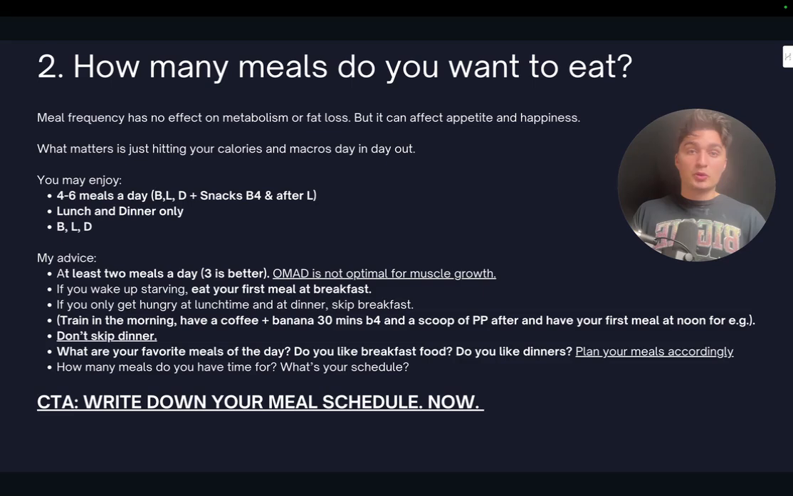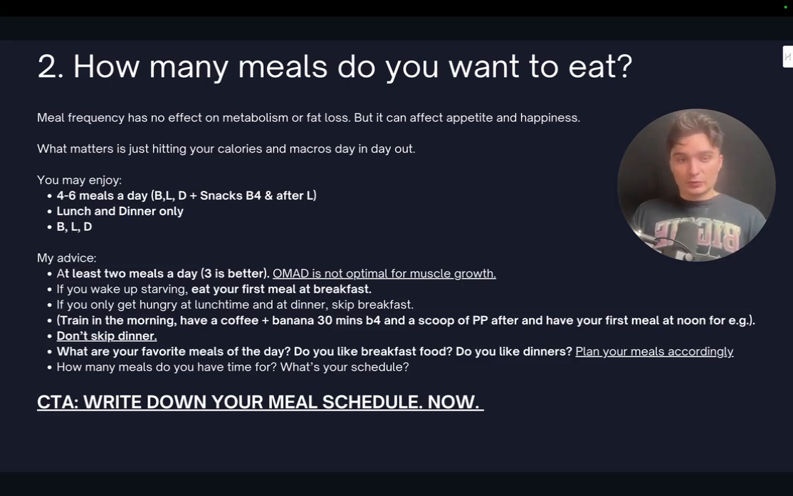This is important for maximizing muscle protein synthesis. Again, you're going to be in a fasted state for 8 hours when you sleep, so it's good to have a big dinner, and you don't want to get hungry when you're sleeping because it's going to affect your sleep, etc., right? The next question you need to ask is, what are your favorite meals of the day?